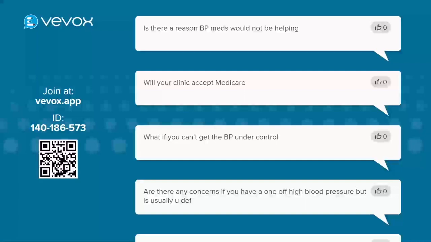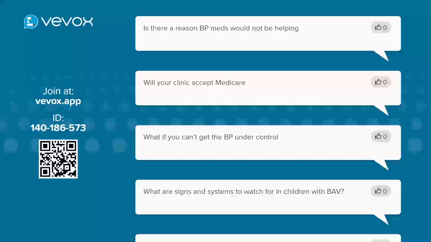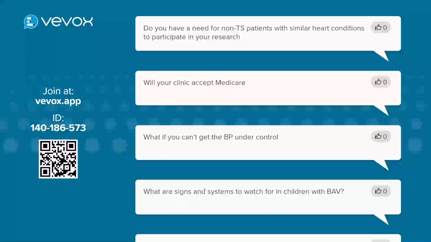Are there any concerns if you have a one-off high blood pressure, but usually you don't? Okay, so we talked about that, especially if it's in clinic. Having high blood pressure in clinic can be perfectly normal under the circumstances, and so you should definitely follow that up by checking it at home. And the most important advice would be don't overreact to one high blood pressure reading. Make sure that you know whether it's continually high when you go home or not.